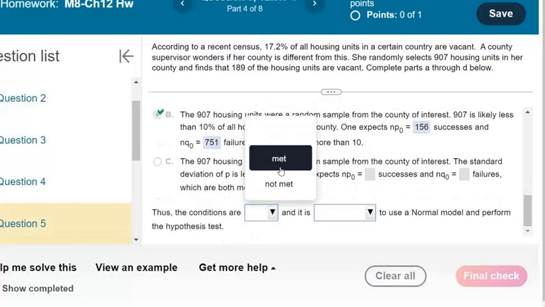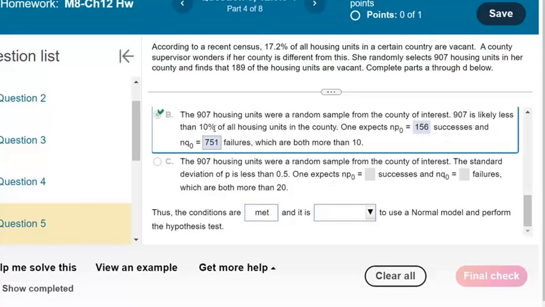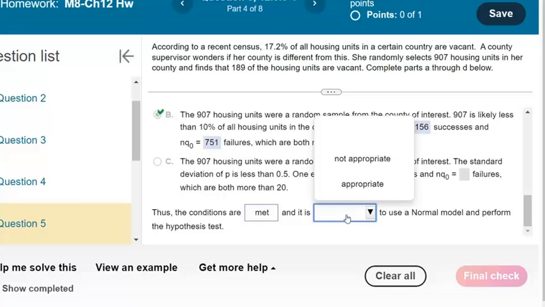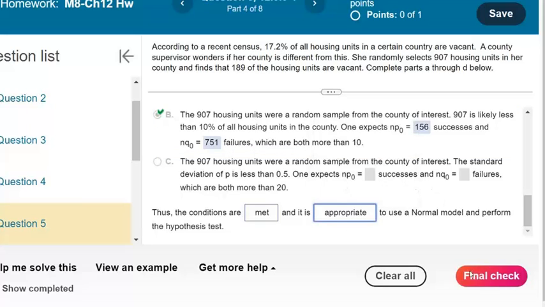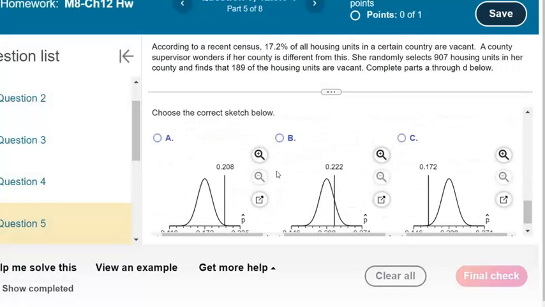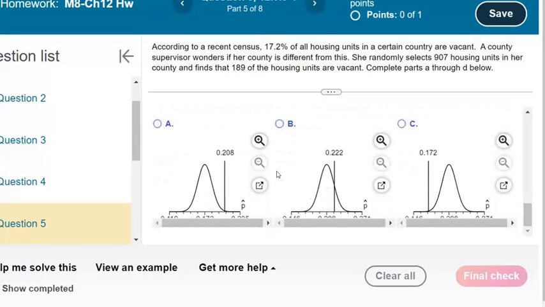Okay, so the conditions are met because these are both bigger than 10 and we've sampled less than 10% of the population. And we assume that they're random. You need to randomly sample them. And it is appropriate to use the normal model. We get to use that z-score. Okay, which sketch is correct?